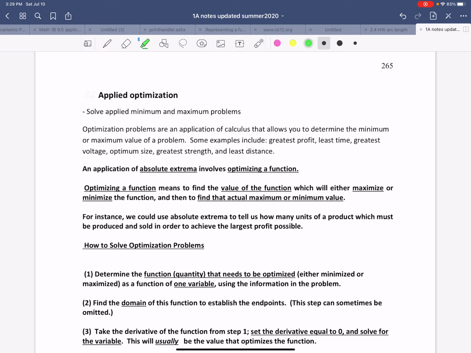Maximums and minimums only occur when the derivative is equal to zero or the derivative does not exist. And it can happen at the endpoints as well. So these are applications of calculus that allow us to determine the minimum or maximum value of a problem.